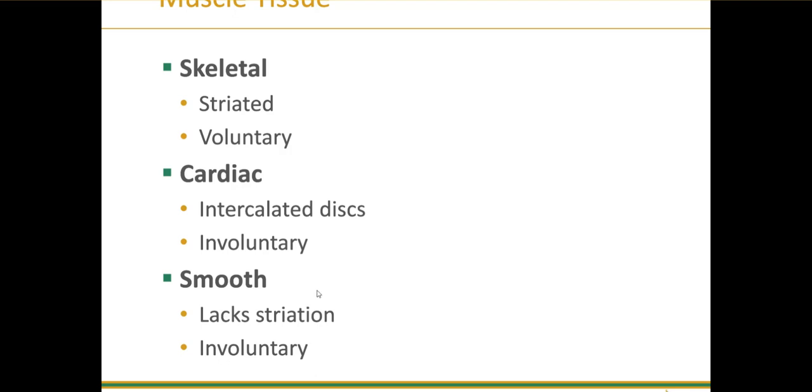And then you have your smooth muscle tissues. These are long, spindle-shaped cells. They don't have any stripes or striations. And they're involuntary again. These types of muscle tissue are found in your organs, such as your digestive tract, your respiratory and urinary tracts.